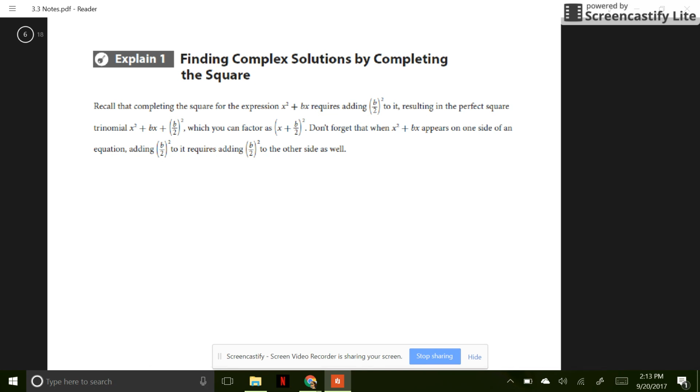So we can find some of these complex solutions by what's called completing the square. This is another method we have for factoring. So recall that completing the square for the expression x squared plus bx requires adding b over 2, that quantity squared, resulting in a perfect square.